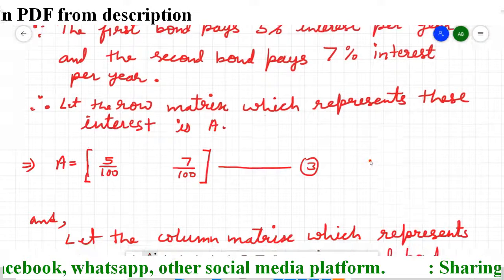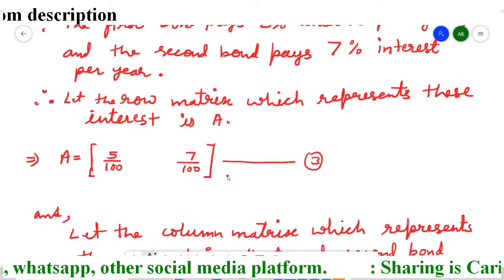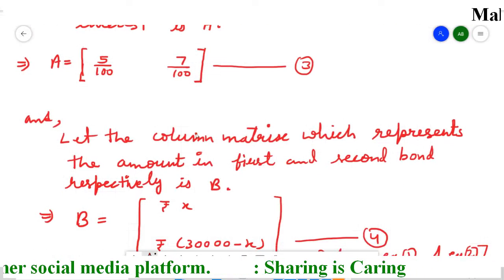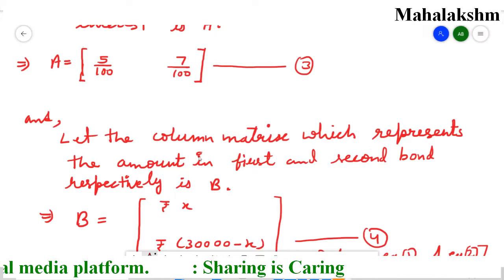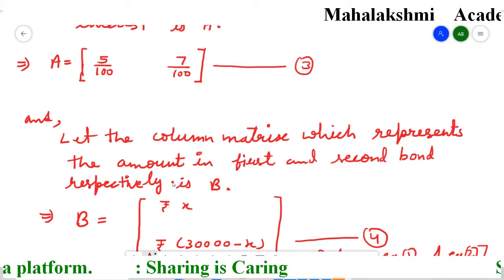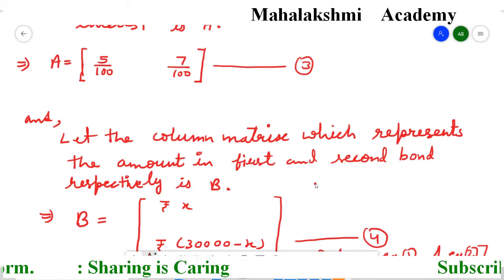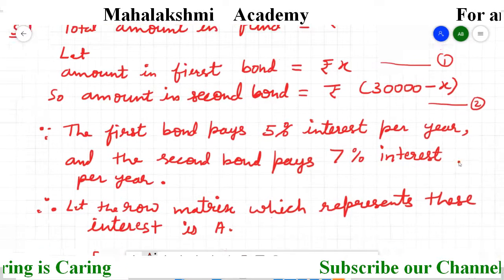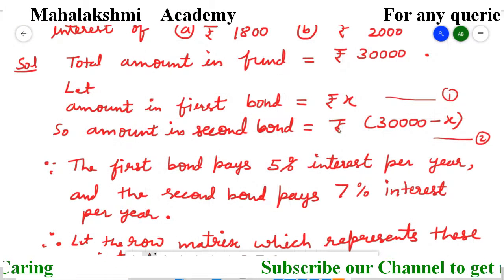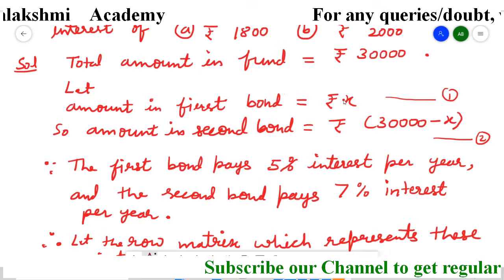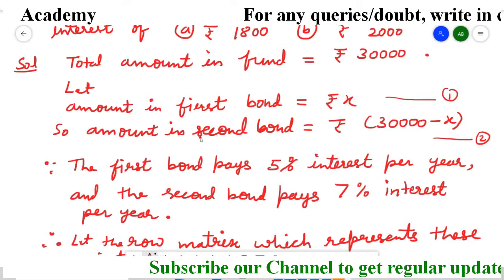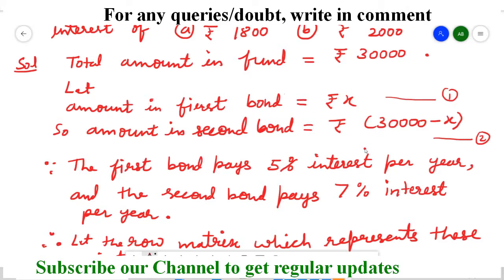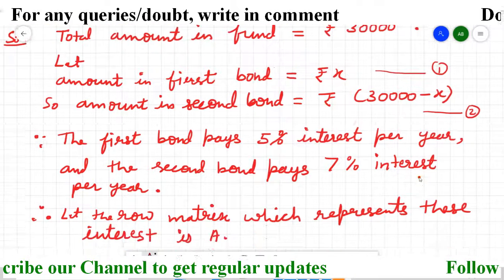Now, interest we took as a row matrix. In the same way, the amount: let the column matrix which represents the amount in first and second bond respectively be taken. Actually the amounts which we assumed in the first bond and second bond are already present in equation 1 and equation 2. In equation 1 the first bond amount is rupees x, and the second bond amount is rupees 30,000 minus x. So this I am going to take as a column matrix.